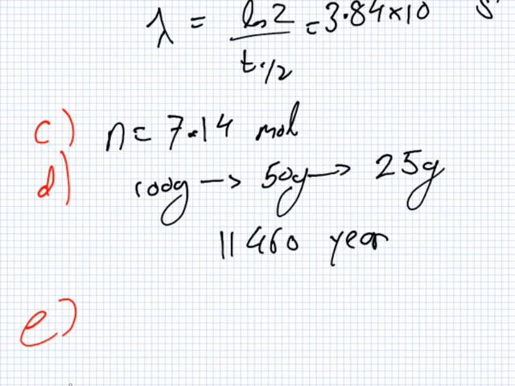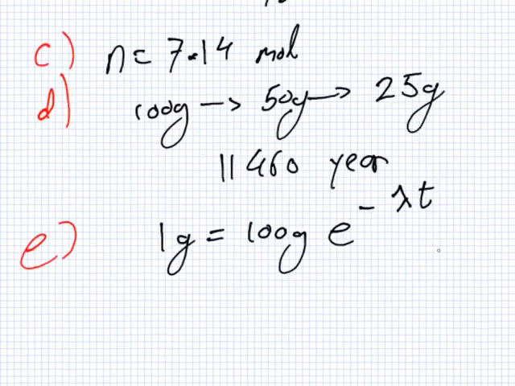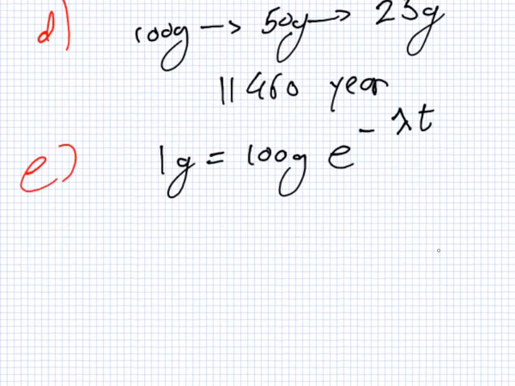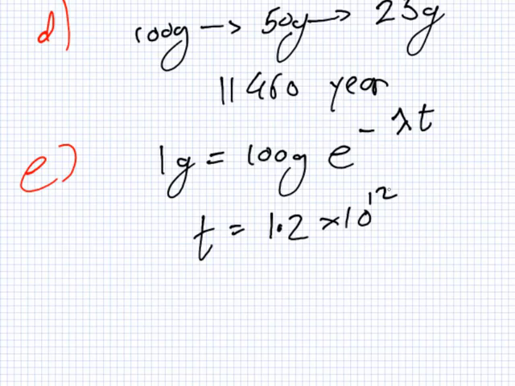E. We want to know when we'll have 1 gram. So we can use this formula: 1 gram equals 100 grams e to the minus lambda t. So 1 divided by 100, take the log of this, divided by minus lambda. And what was my lambda? 3.84 times 10 to the minus 12. So I'm going to get a huge time in seconds. Let's make it hours, let's make it days, let's make it years. 38,000 years.